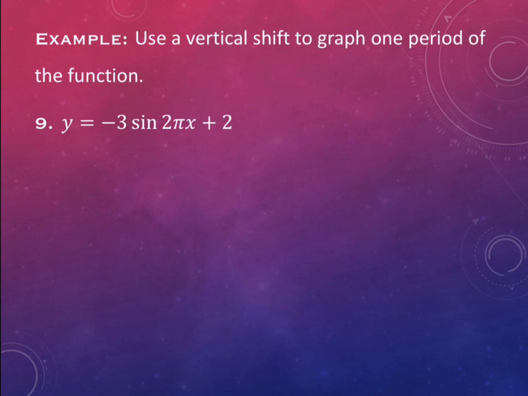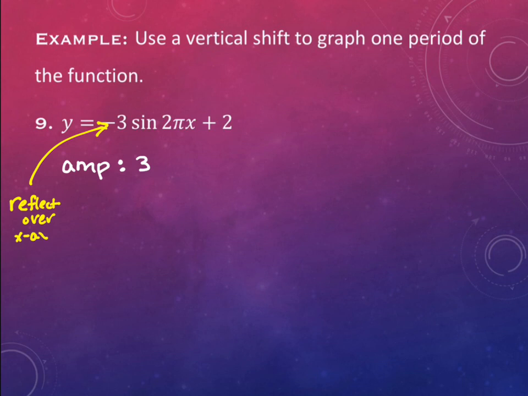All right, we have one more. This one has a lot going on, so we're going to write down the pieces that we have. So the amplitude is 3. Remember, it's the absolute value. We do have a negative right here. This negative means that we're going to have a reflection over the x-axis.